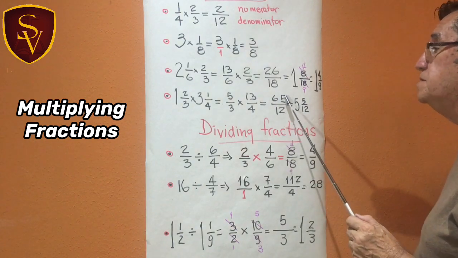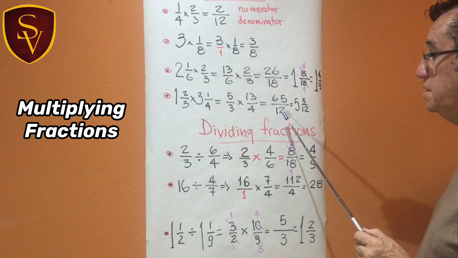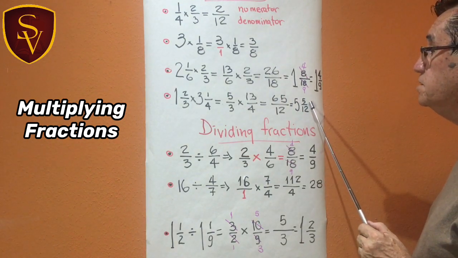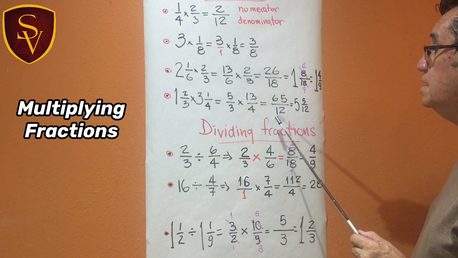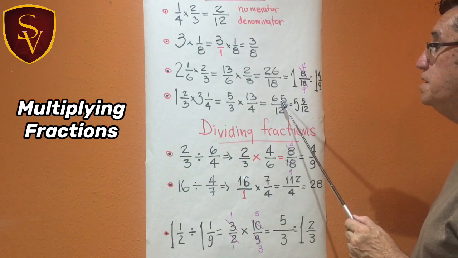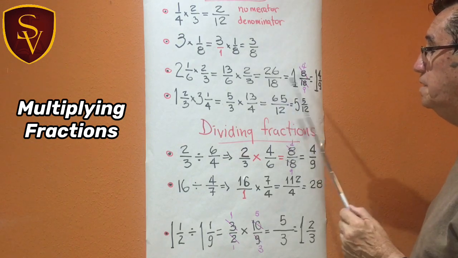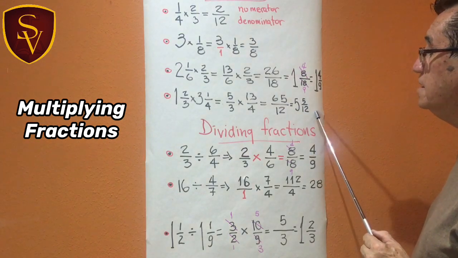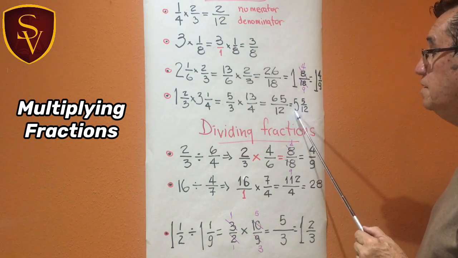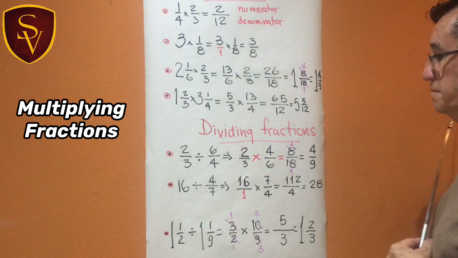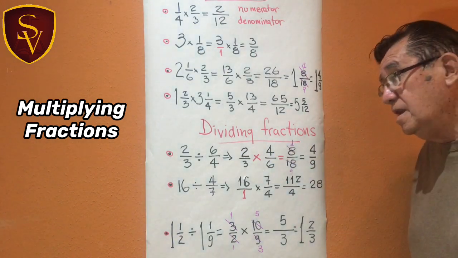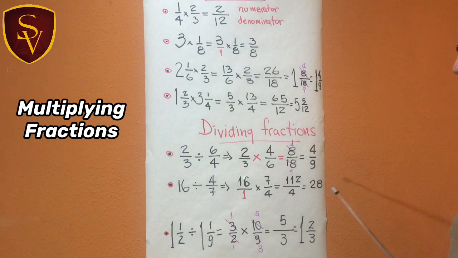Again, we have an improper fraction. So we divide 65 by 12, and it's going to give us 5 as a whole number, and the remainder is going to be 5, because 5 times 12 is 60, and 65 minus 60 leaves us a remainder of 5. So the mixed number as a result will be 5 and 5/12. Multiplication is very simple, and dividing fractions is not a difficult thing either.